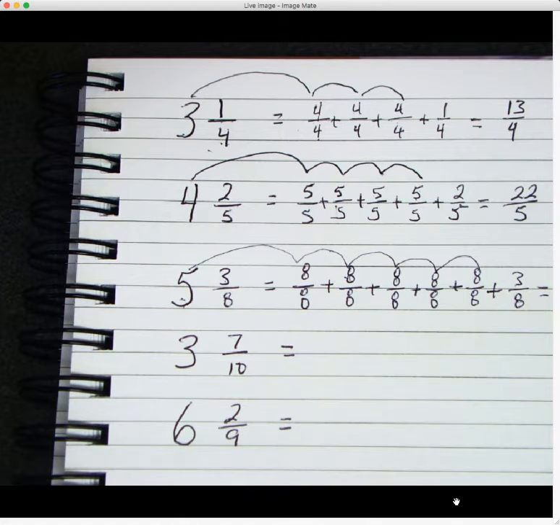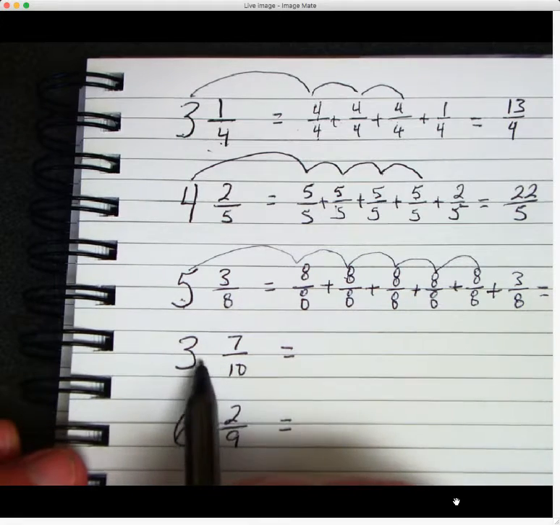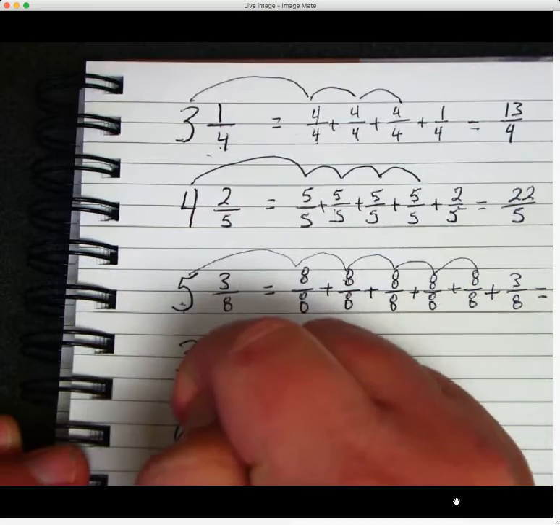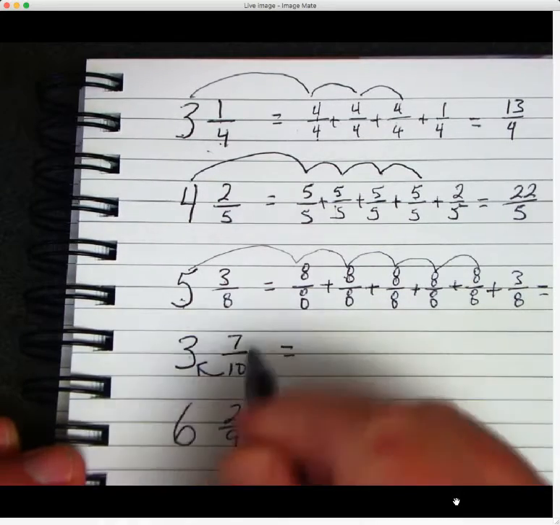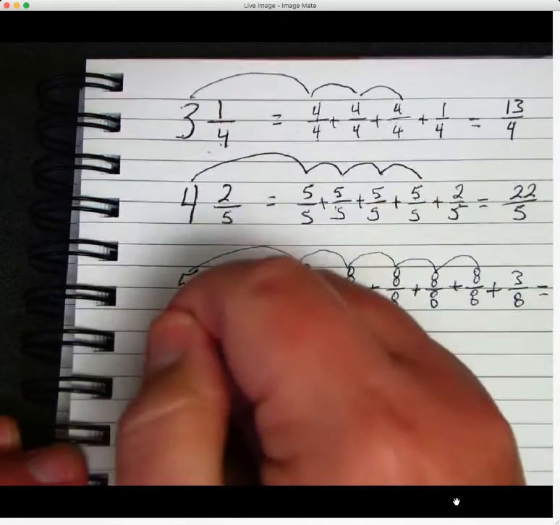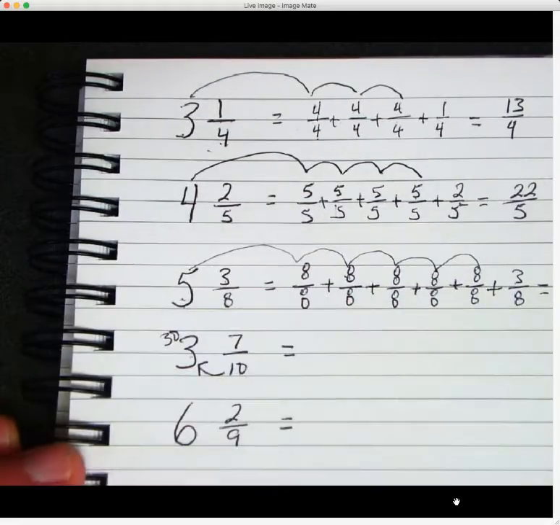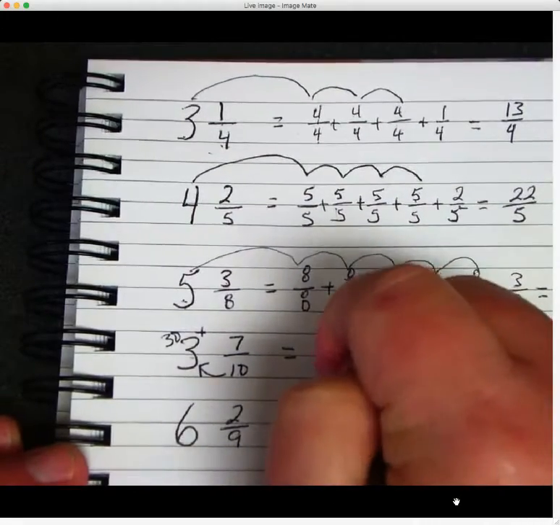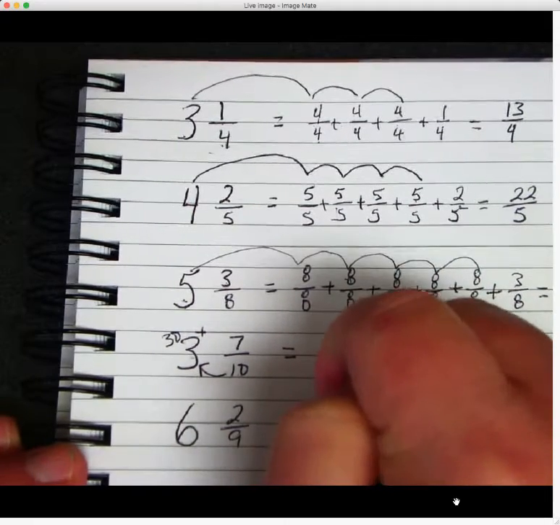What we did in school, we said, okay, we've got tenths. So let's take 3 wholes. How many tenths would that be? Well, it would be 10 times 3. What is 10 times 3? It's 30 plus 7 equals 37 tenths.